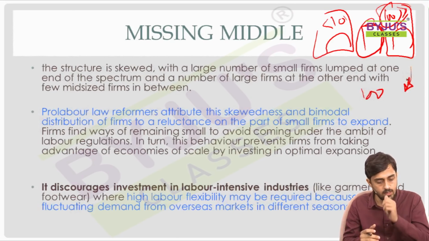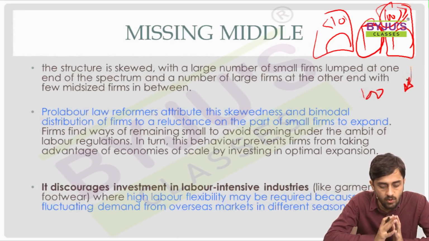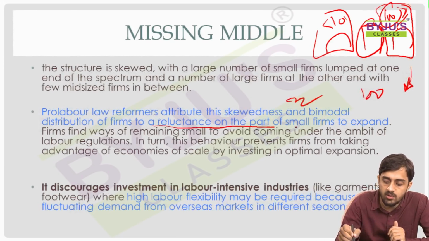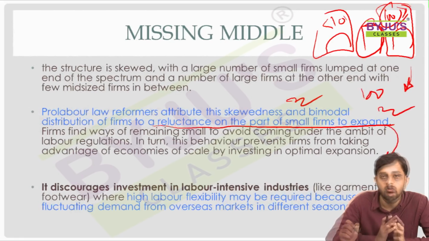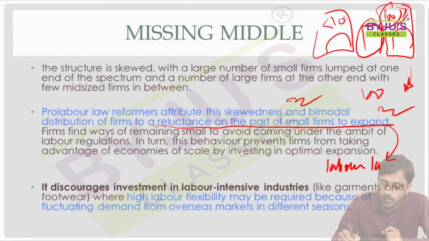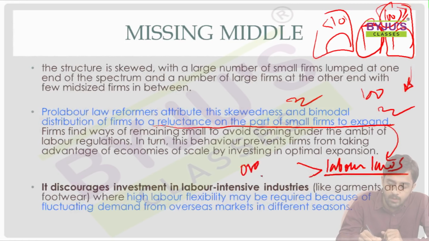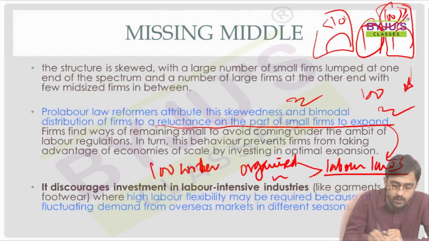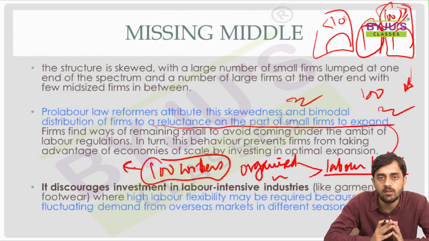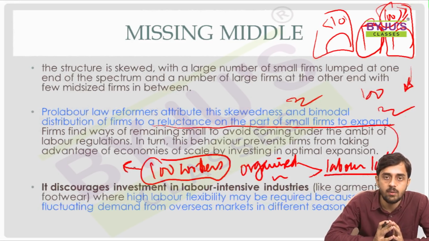So the pro-labor law reformers attribute the skewedness and bimodal distribution of firms to a reluctance on the part of small firms to expand, because they will be subject to labor laws. If they employ more than 10 workers, they will come under the whole set of labor laws which apply to the organized sector. And if they employ more than 100 workers, they are not allowed to fire workers at their own will if the demand for their goods decreases. They will have to seek permission from the labor commissioner.